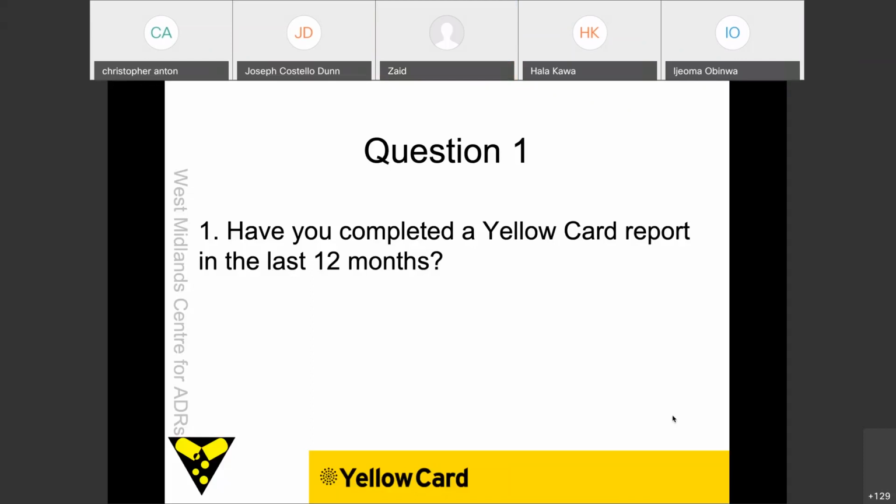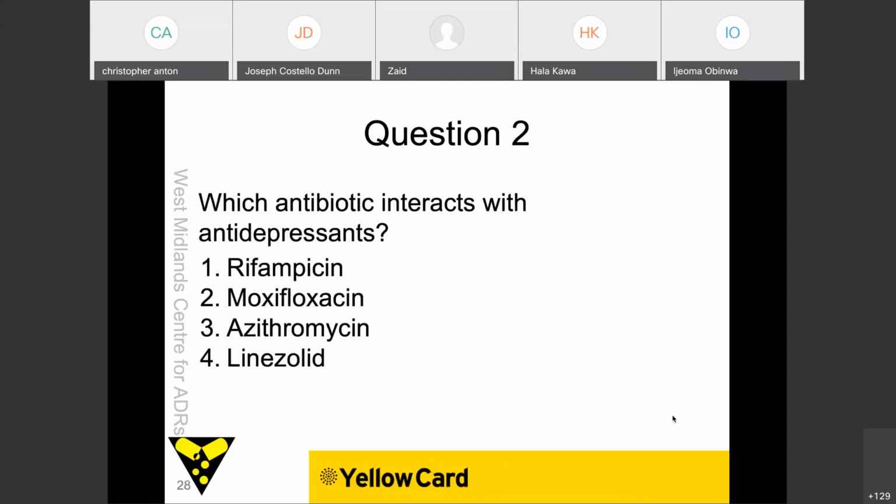Okay, and now just the next question. If anyone knows which antibiotic interacts with antidepressants, if you just pop in 1, 2, 3, or 4 into the comments or into the chat function.